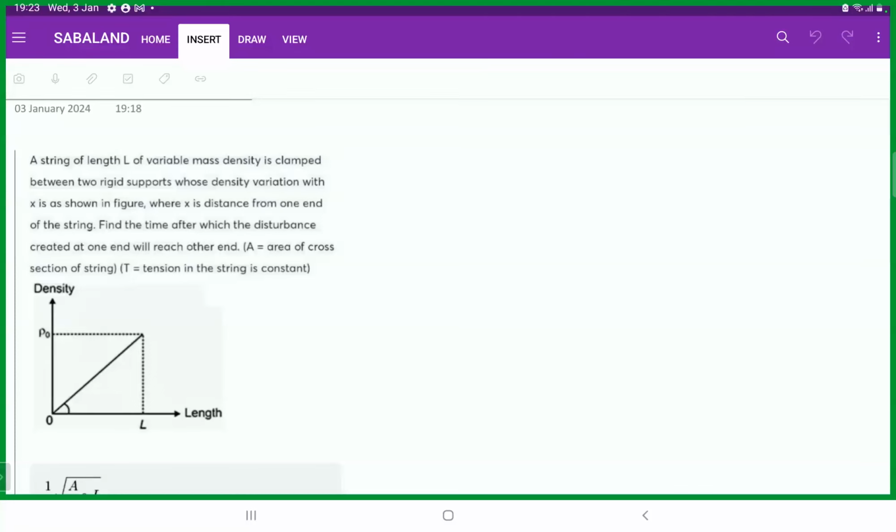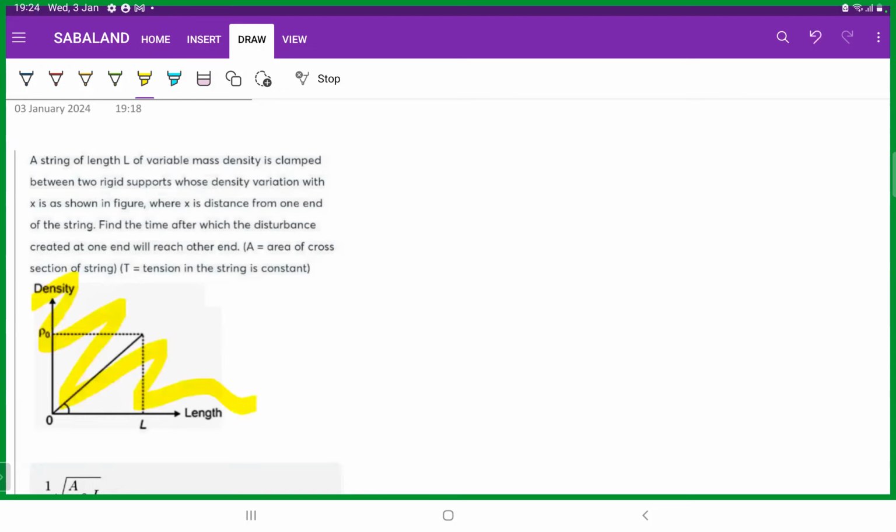Hello everyone. So we have a good question from the chapter of sound. Seeing the graph, it's quite obvious that the density of this string varies, and it varies linearly with the length, as we can see over here, right? It has all been written in the question, and we have to find the time after which the disturbance created at one end will reach the other end.